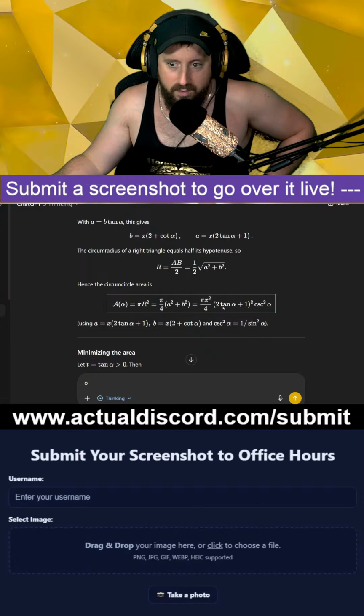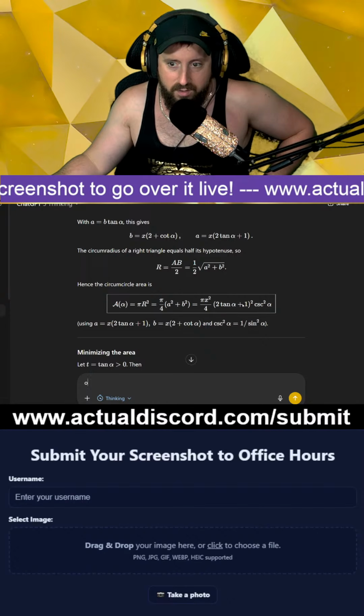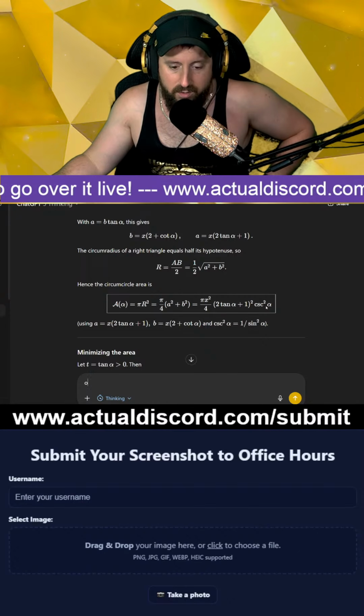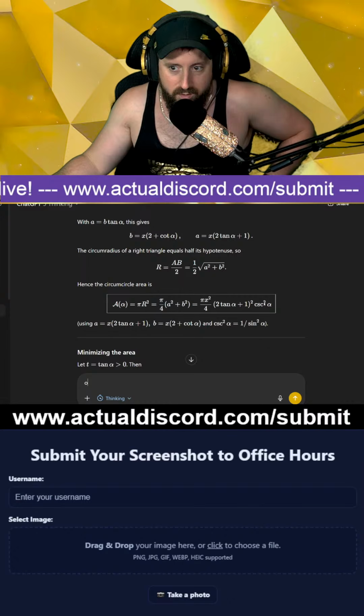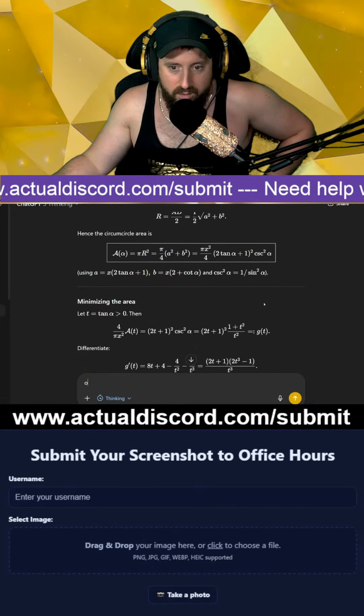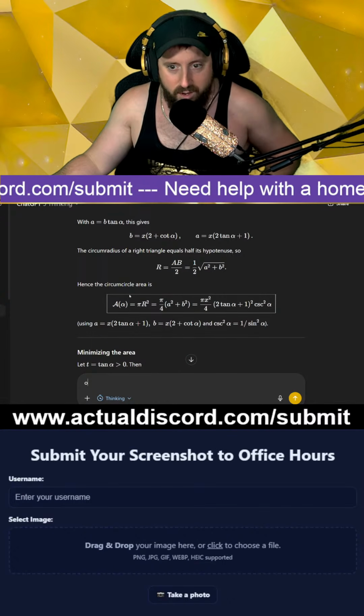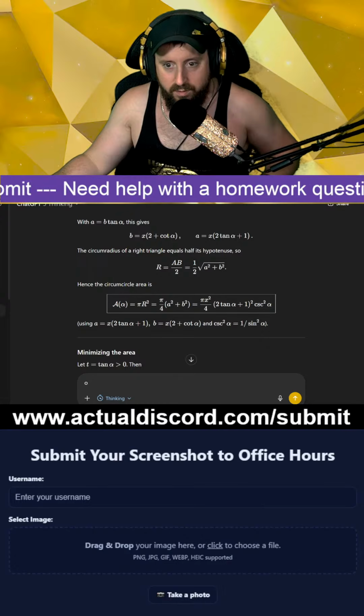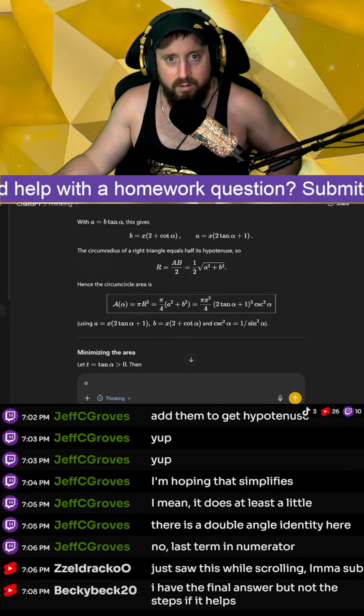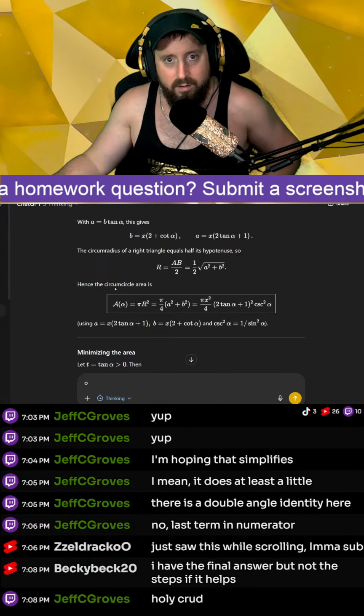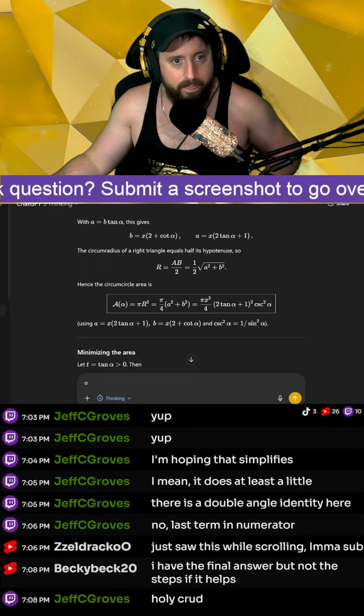Ooh, okay. There's a tangent theta and a cosecant squared. I think we get probably the same thing. Yeah, what's the final answer? Let me know, I'm just curious.